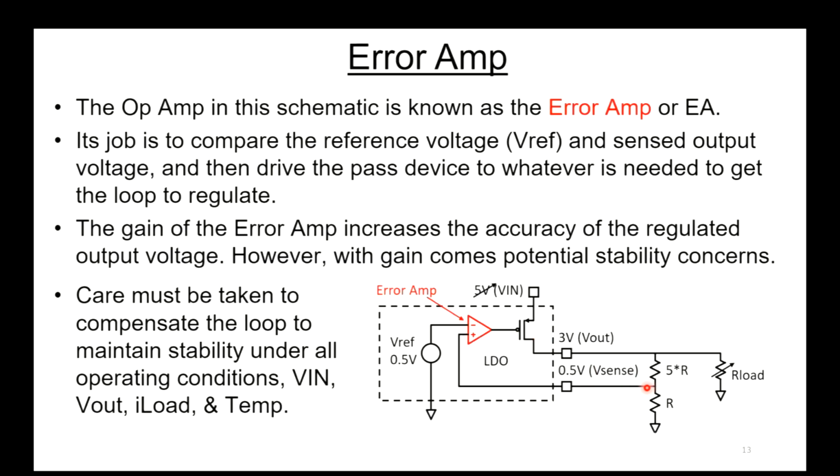Next part I want to talk about is the error amp. And I show that in red here. The error amp's job is to compare the reference voltage and the sensed output voltage, and then drive the pass device to whatever it needs to get the loop to regulate. And the gain of the error amp increases the accuracy of the regulated output voltage. However, as we all know, when you get gain, you have the potential for oscillation. So stability is always a concern when you have gain. And I'll talk about that briefly in another slide here.